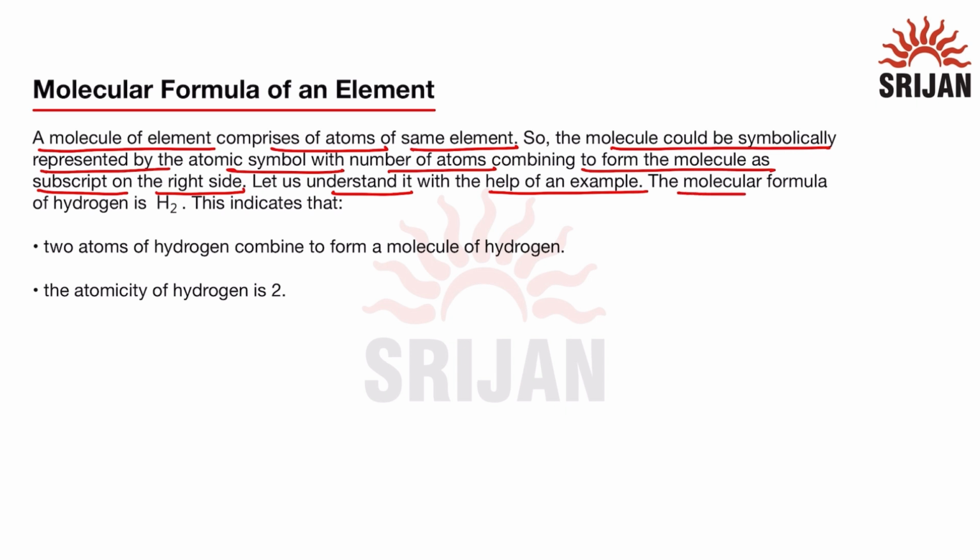If we take the molecular formula of hydrogen, two atoms of hydrogen form a molecule of hydrogen. So it is written as H2, and the 2 represents the number of atoms and it is written as the subscript on the right side. This indicates that two atoms of hydrogen combine to form a molecule of hydrogen, and the atomicity, that means the number of atoms present in a hydrogen molecule, is 2.